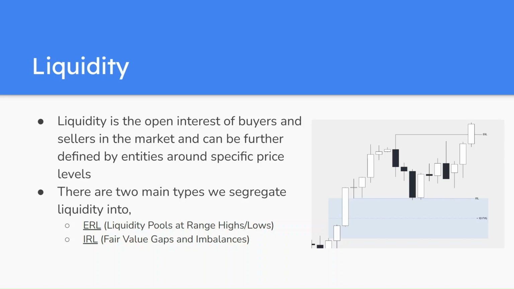As we discussed in our previous external and internal range liquidity concepts video, there are two main types we segregate liquidity into. First being the external range liquidity, which is basically liquidity pools at range highs and lows, and the second being internal range liquidity, which are the fair value gaps and imbalances. We boil down this concept to basically internal range liquidity as fuel propelling prices towards the external range liquidity.